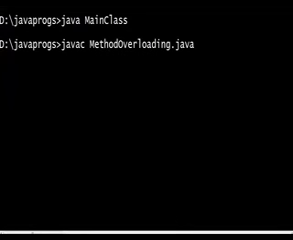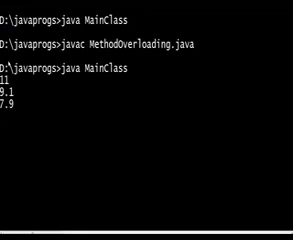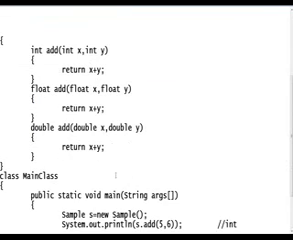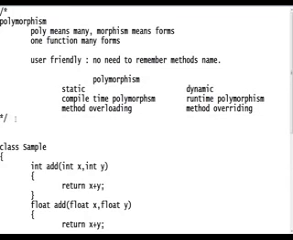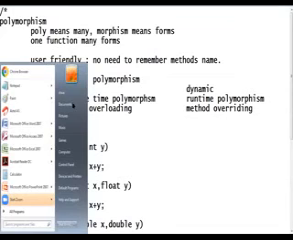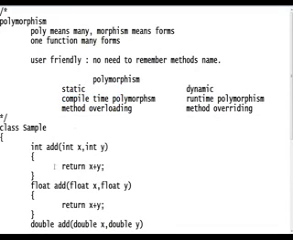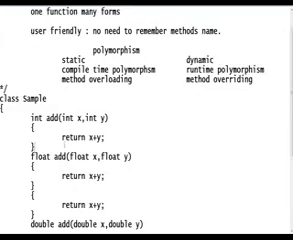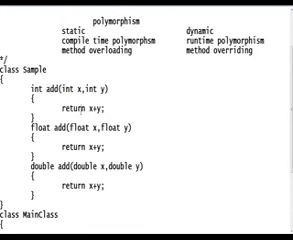MethodOverloading.java. See this. This is an integer addition, float, double, right? See this. Clear? That is method overloading. Okay, method overloading we have written. Now next example. What is the next example? In method overloading only, what is the next example? You understood, right? What is method overloading? Overloading is compile time. Why is it compile time itself? You know this. That's why it is called compile time polymorphism.